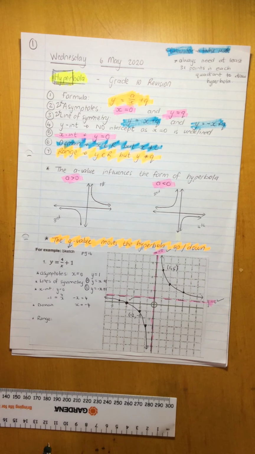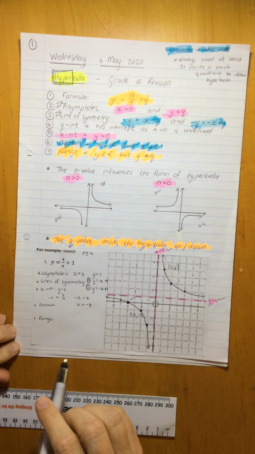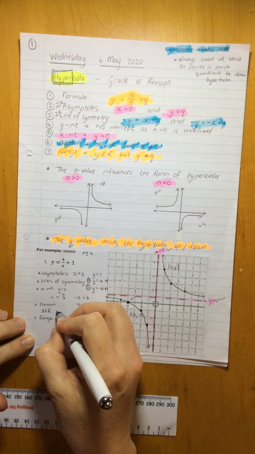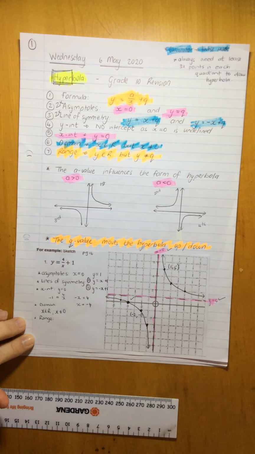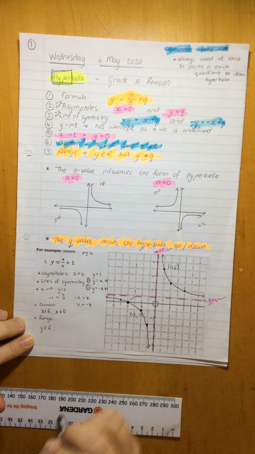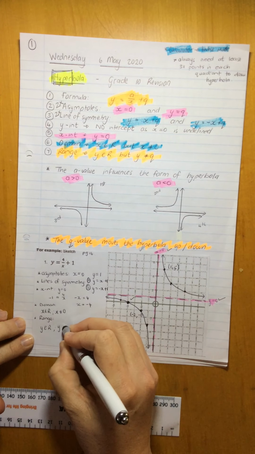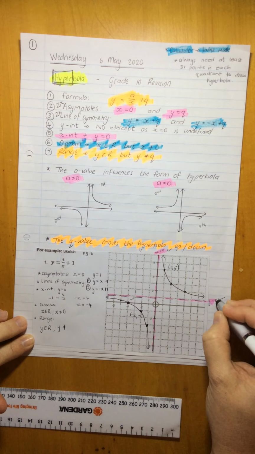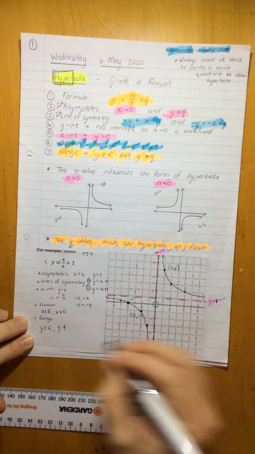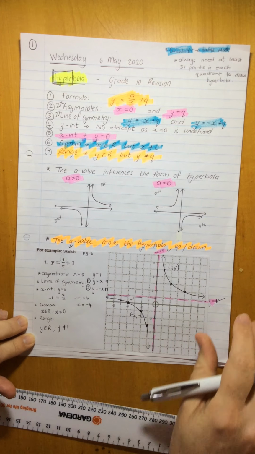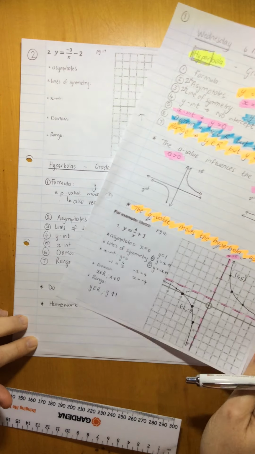That's my sketch graph. Now, if I do the domain, x is part of all the real numbers, but x may not equal 0. Y is part of all the real numbers in my range, but y may not equal q. I'm going to write the value of q, which is 1. Okay, and that is your first example.